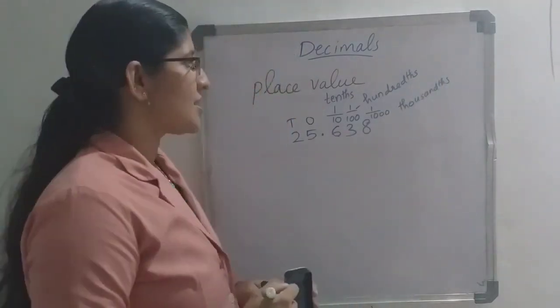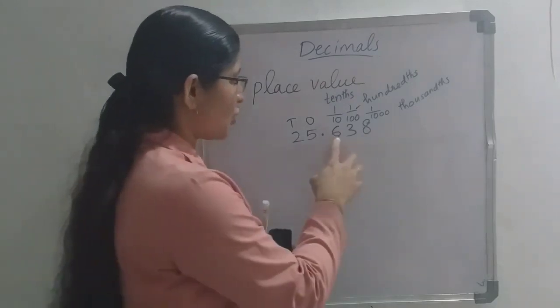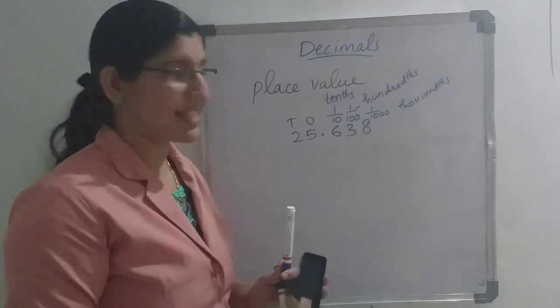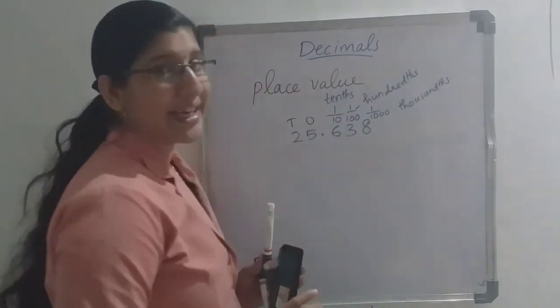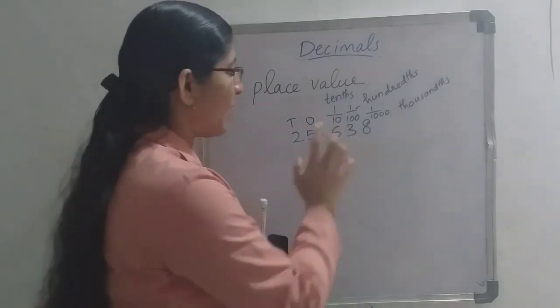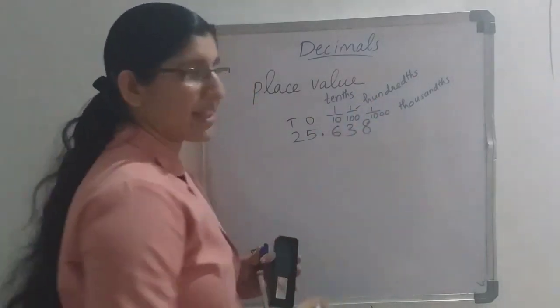Okay. So this is the way of saying the place value of a decimal number. It is not only a 6, it is 1 by 6. That is, 0.6 means the place value is 1 by 10. What do you mean by this 1 by 10, 1 by 100, 1 by 1000?